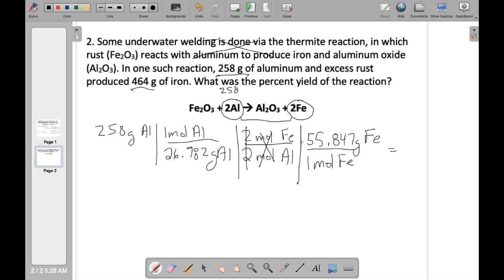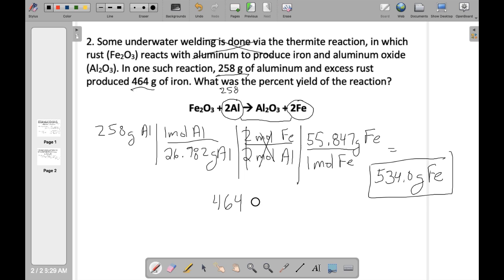So if I do this math, 258 divided by 26.98, I could skip this step since these are equal, times 55.847, I'm going to get 534.0 grams of iron. So this is my theoretical yield, what I should get. But I got 464 grams of iron. So they give me the actual yield.